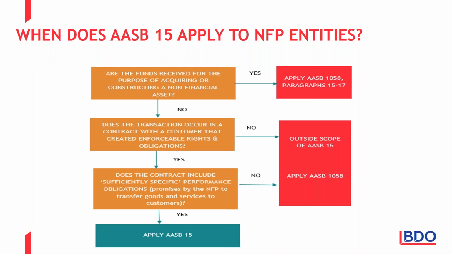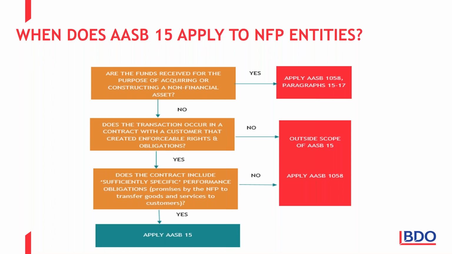If we just ponder this question a little bit more, does the transaction occur in a contract with a customer that created enforceable rights and obligations? What do we mean by that? It means that if you've received a government grant and you don't spend the money on a particular purpose, there's a requirement to repay the money to whoever provided this grant. In that situation, that transaction occurred in an enforceable contract and there are enforceable rights and obligations.